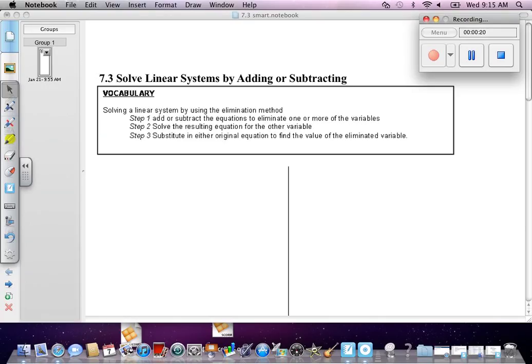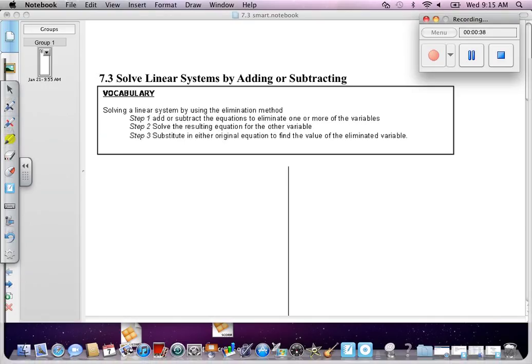Okay, with linear combination, or we call it elimination method, you're going to add together the two equations, eliminating one of the variables, hence the word elimination method. Then you're going to solve the resulting equation for the other variable, and then you're going to take that variable and plug it in to find the other one. So let's do a problem like this.